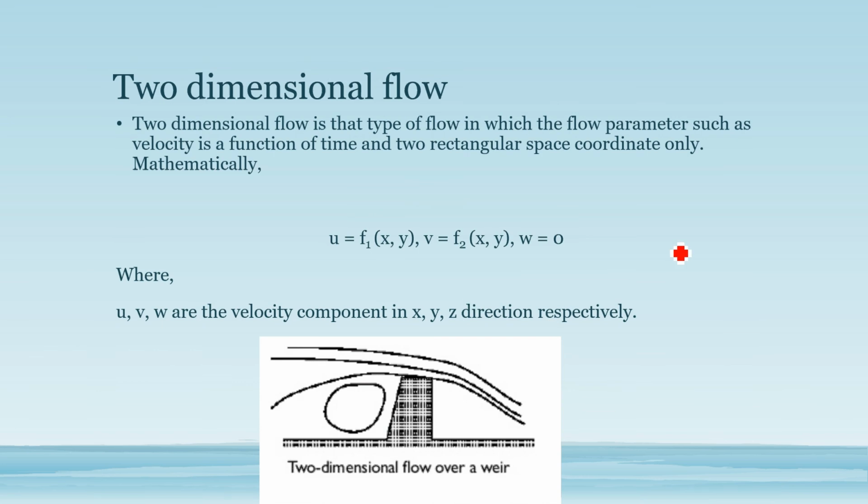Two dimensional, same, this flow is going in this direction, right? This flow is from here to here, so it is following the x direction, but it is also going down, right? When it is going down, that means it is going in this y direction. Hence u and v both are functions of x and y.